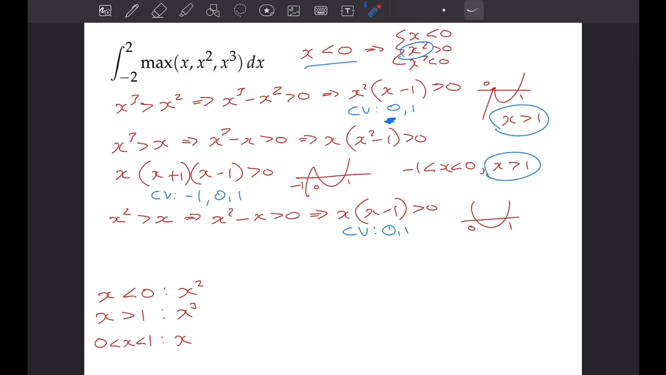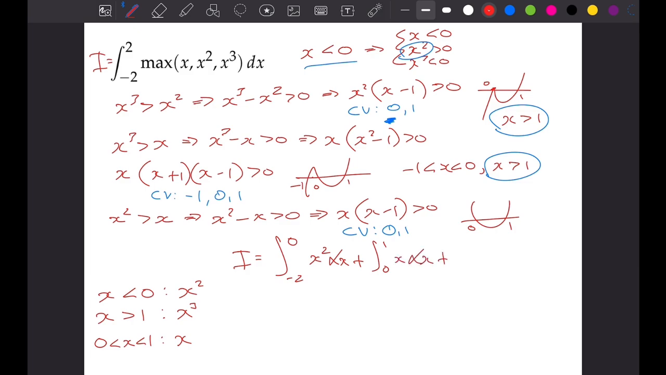So now then, we need to do our integral, if we just label that I. We can actually compute it. It is going to be the integral from -2 to 0 of the winner in that region, which was x squared, plus the integral from 0 to 1, the winner in that region was x. And then the last region, 1 to 2, the winner was the x cubed.